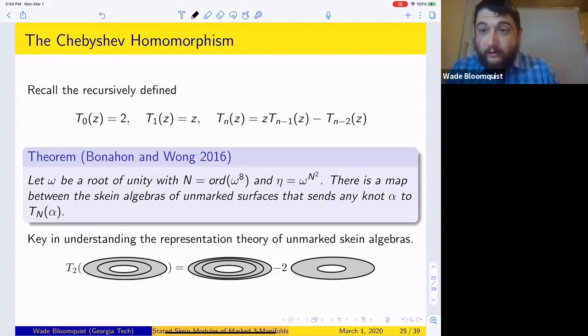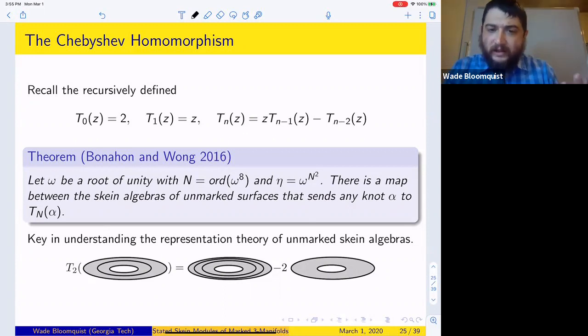This is a classical thing that was studied for unmarked, just original Skein modules and Skein algebras by Bonahan and Wang. And this is super important in particular because it helps you understand the structure and representation theory of Skein algebras and Skein modules originally by relating it to the classical case. This is the same kind of picture that we saw with OSL2 mapping into OQSL2. This is mapping the stated Skein algebra at quasi-classical roots of unity into the general Skein module.